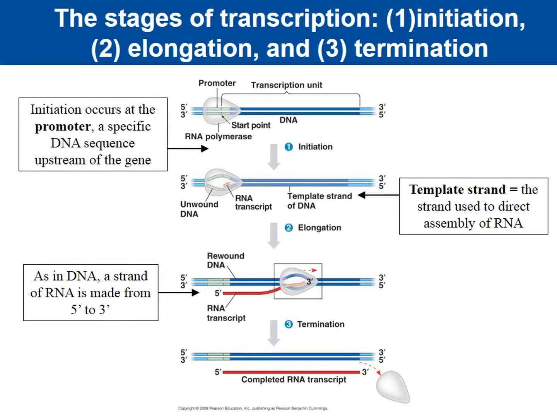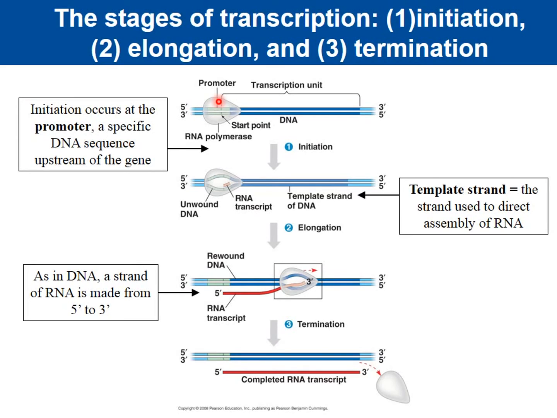So when talking about transcription, there are 3 stages. And when we get to translation, you'll notice they're the same 3 stages. We have initiation, elongation, and termination. And it's kind of nice because the names of the stages actually tell you what they do, right? So the first stage is going to be our initiation. And this is where transcription is initiated, or basically begins.